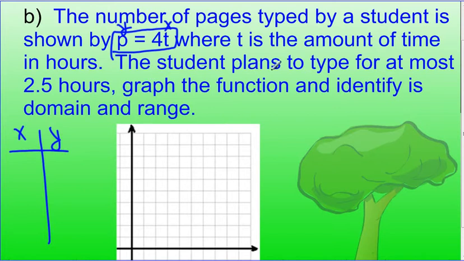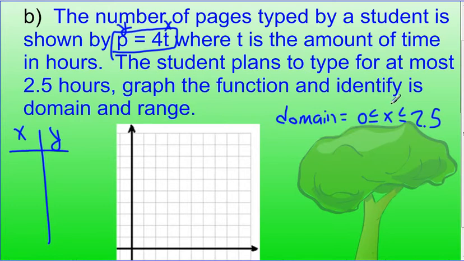The student plans to type for at most 2.5 hours. So if we're talking about our domain here, he's going to be typing anywhere from not at all, so 0, until possibly 2.5 hours. So x is less than or equal to 2.5. He's not going to be typing for more than 2.5. It says he plans to type for at most 2.5. But x is also going to be bigger than or equal to 0 because you can't have less than 0 typing.